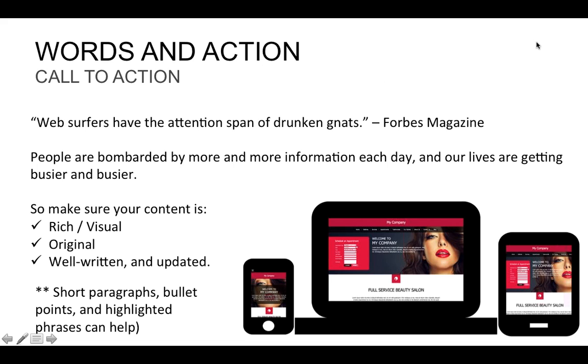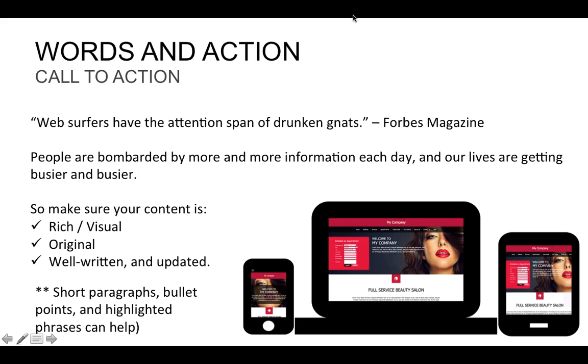Another one of the other items that you should be focused on is calling to action, right? Your words and your action. So I love this quote by Forbes magazine. Web surfers have the attention span of drunken gnats. And I love that because gnats have the attention span of less than 1 second. And so it's completely accurate. We live in a scroll world, and at the end of the day, if your website is not visually interesting or easy to absorb or easy to read, people don't absorb the information on it.